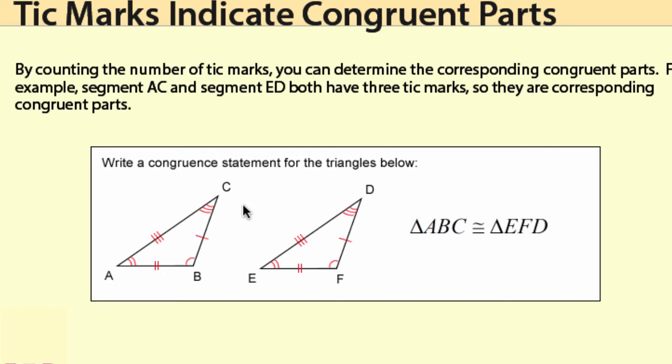And also the number of tick marks indicate congruent parts. Angle A and angle E, those have 2 tick marks each, so those go together. Angle B, angle F, those have 1. Angle C, angle D, those have 3. Same with the corresponding segments. The number of tick marks indicates which segments correspond with each other.